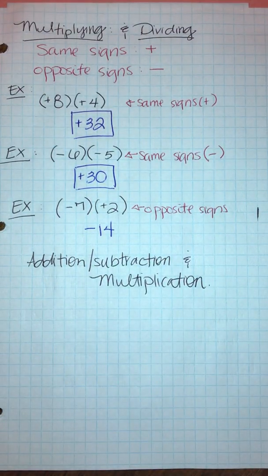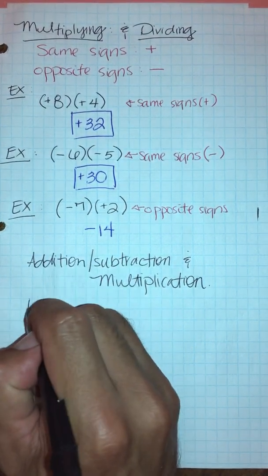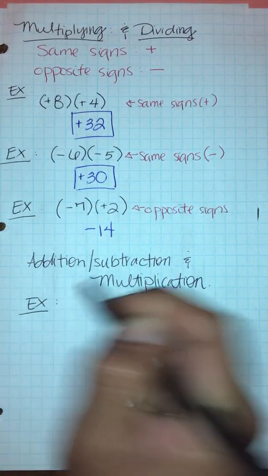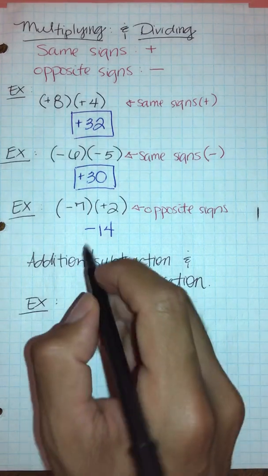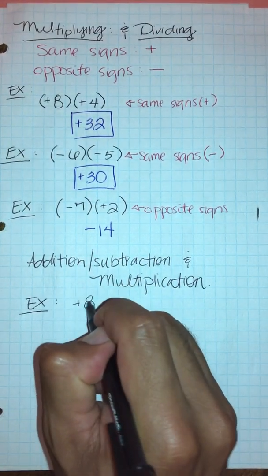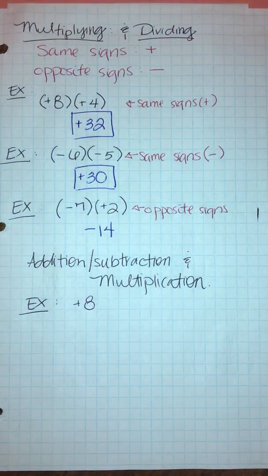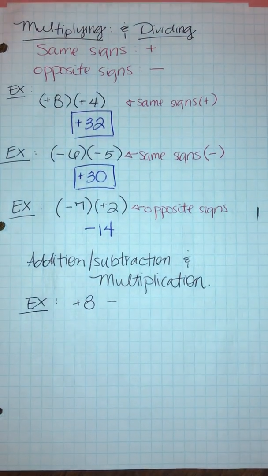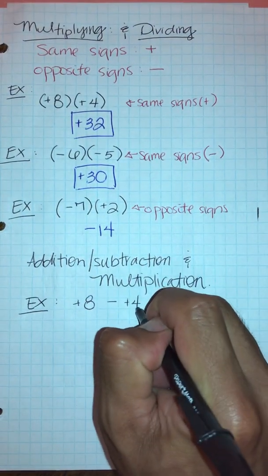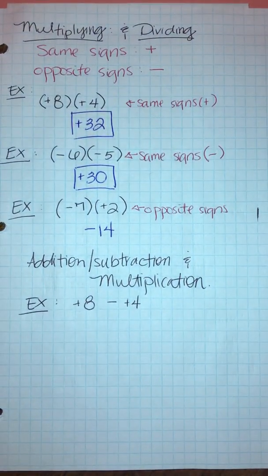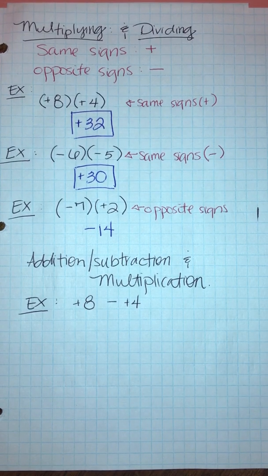But let's look at one other thing, ladies and gentlemen. We're going to be looking at addition and subtraction alongside multiplication. And I'll give you an example of what I mean. Let's say our example is positive 8 minus positive 4. Okay. What we're going to take into consideration is a multiplication section.